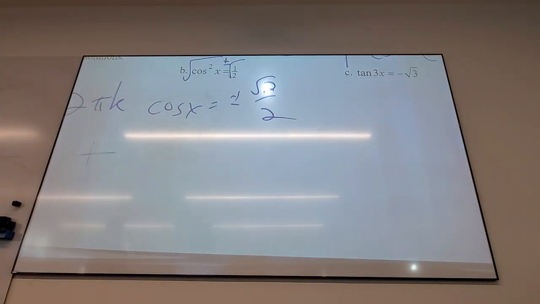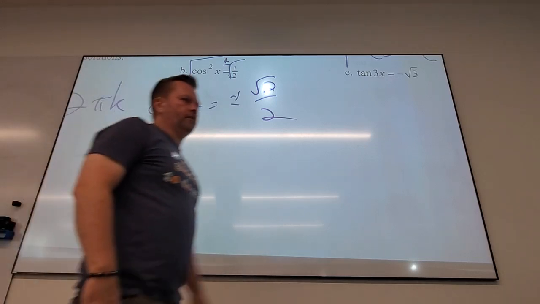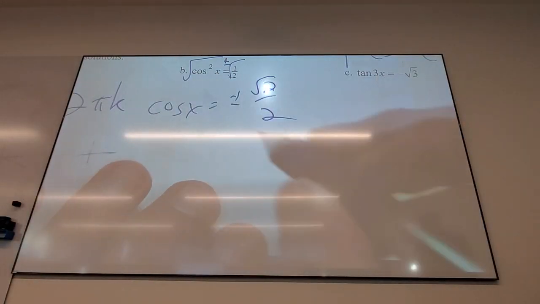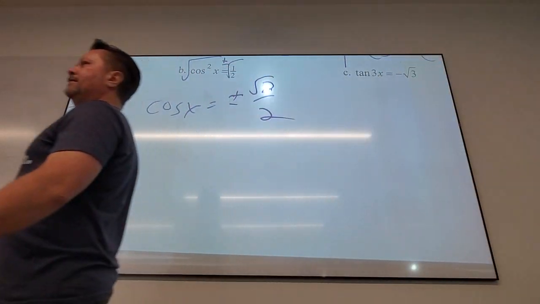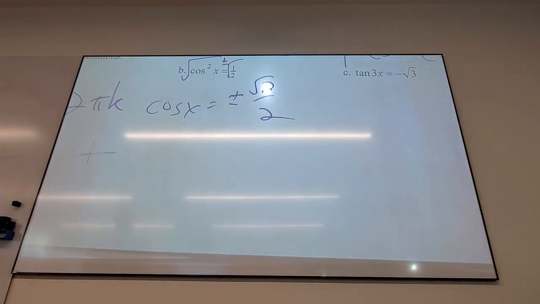It could be positive or negative, which is what that weird looking symbol is. That's a plus or minus. So what quadrant do we live in? All of them. I love it. So where is cosine output root 2 over 2 of any stripe? Pi/4 reference angle, right?